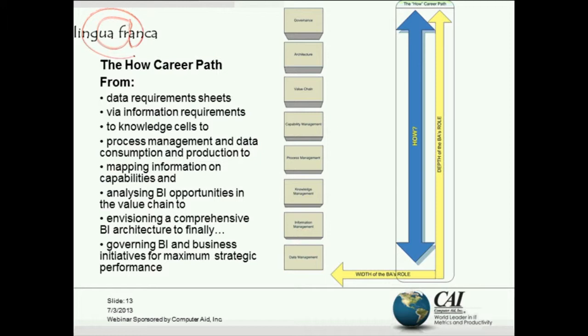Consultants like to make matrices, so I made one myself with a horizontal scope and a vertical scope. And you'll soon find out why this is the case. You can distinguish 8 knowledge domains, which all end up in 8 management domains. So at the bottom there's data management, and if you don't know what data is available and how it's created, updated, stored, and deleted, you will have a hard time coming up with the required information.